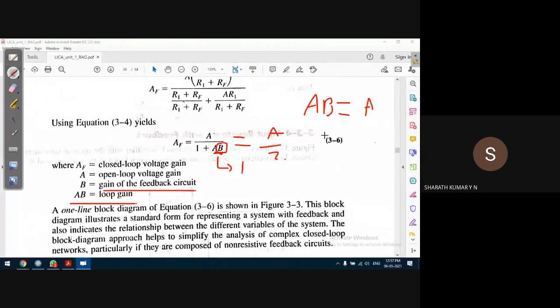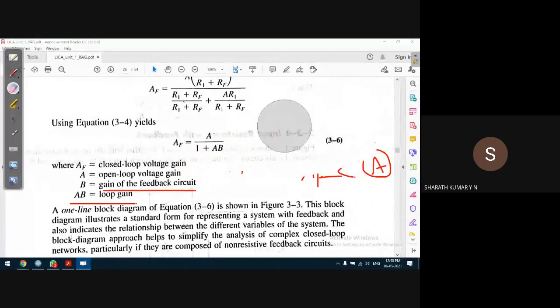This factor is very, very small, so we can approximate it as A. If it is approximated as A, it is as good as taking AB as 1, so we can write it as A divided by 2. That means, guys, the closed loop gain is less than A. We have controlled the open loop gain of an op amp by going for a negative feedback. That is very important. That is the conclusion from this expression.